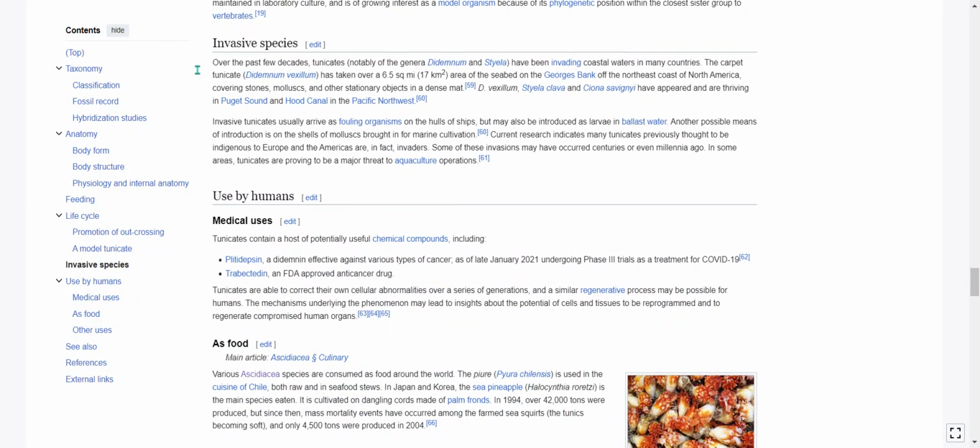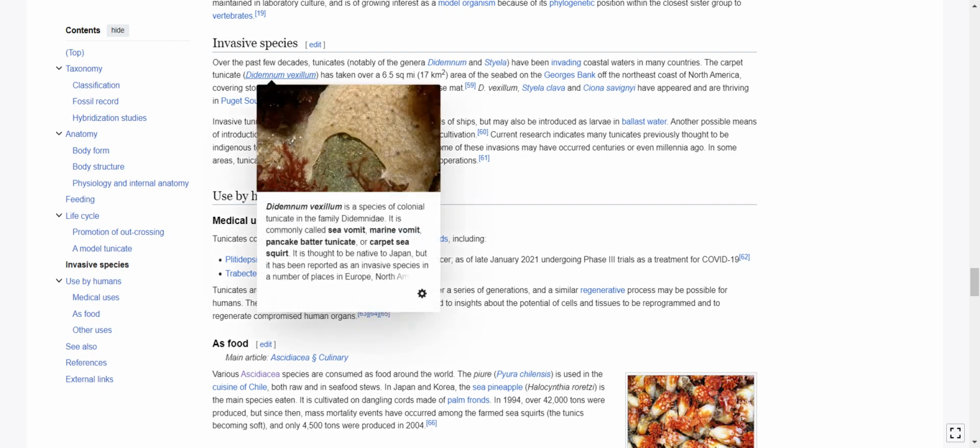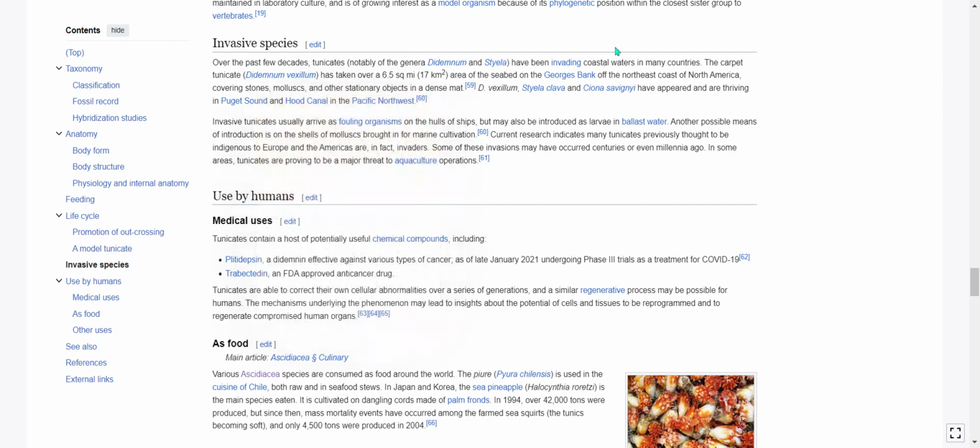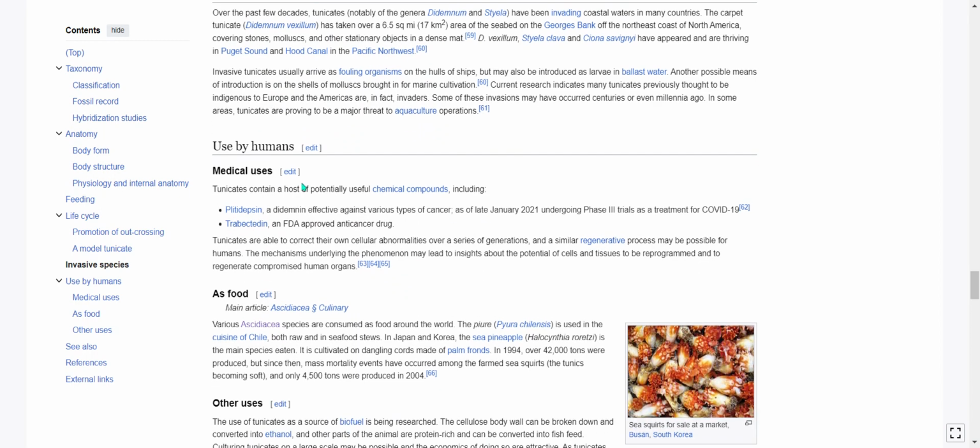Here, we'll read this. Over the past few decades, tunicates, notably of the genera Didemnum and Styela, have been invading coastal waters in many countries. The carpet tunicate Didemnum vexillum has taken over a 6.5 square mile area of the seabed of the Georges Bank off the northeast coast of North America, covering stones, mollusks, and other stationary objects in a dense mat. This is not actually that interesting here.